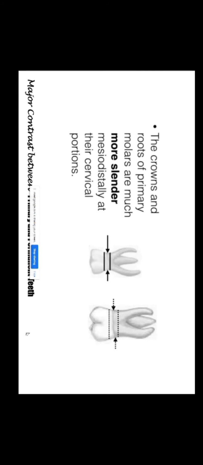Next, the crowns and roots of primary molars are much slender mesiodistally at their cervical portions. So this part, as I said, the cervical, the neck, is slender in the primary compared to the permanent. It is slender because remember, the roots flare out. That's why it gives the appearance of being constricted at the neck, because the roots of the primary are also flared out beyond the cervical crown projection. Constricted at the neck because the roots flare out.